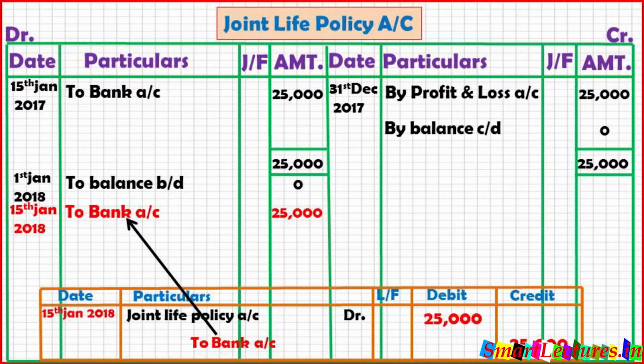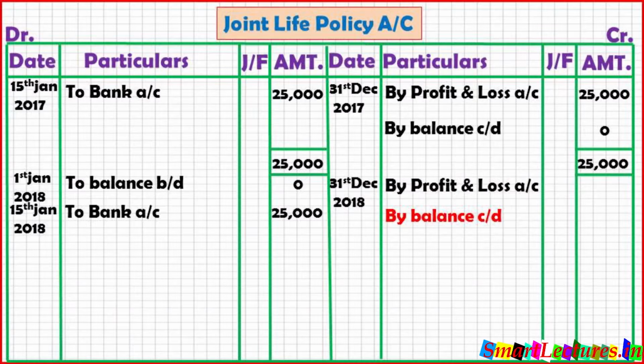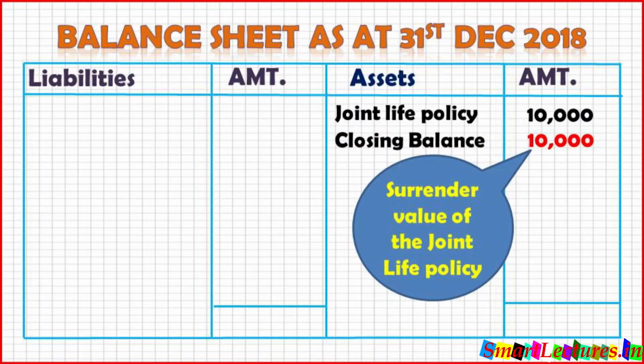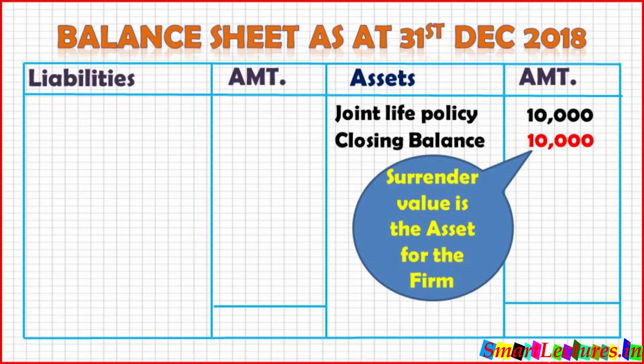Now come to the credit side. On 31st December 2018, by profit and loss account and by balance c/d. And today the c/d will be written as 10,000 rupees, and by profit and loss account, this is the balancing figure, that will be 15,000. Total 25,000 rupees. So you can see on 31st December 2018, the closing balance is 10,000. This closing balance will go to the balance sheet, asset side, as 10,000 rupees. This is the surrender value of the joint life policy. This will be shown as an asset in the balance sheet because the surrender value is an asset for the firm.